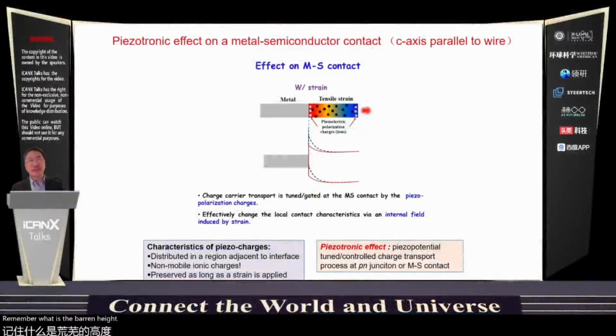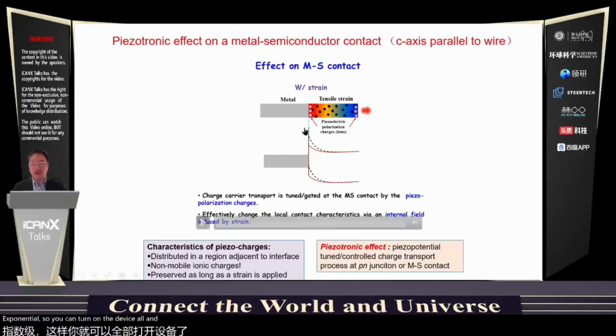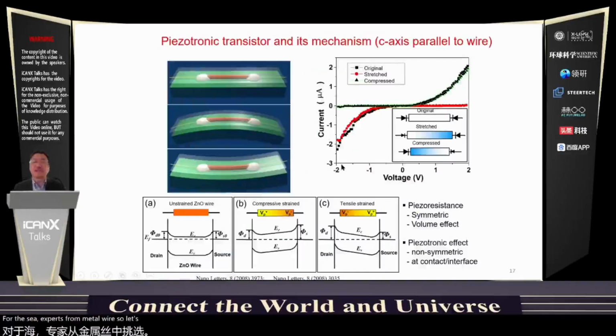It can dramatically turn this device on and off because the tuning is exponential. It's not linear, it's exponential. So you can turn the device on and off. So this was for the case we work on for the C-axis parallel to the nanowire. So let's do the experiment. The experiment is such: if you have a free nanowire, no strain, we have two ends bonded.